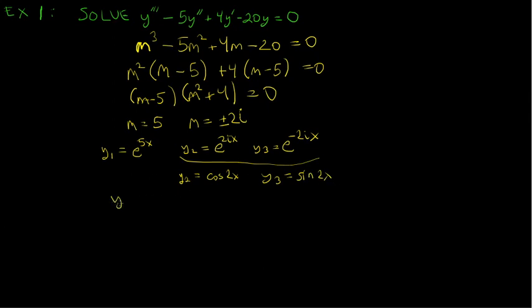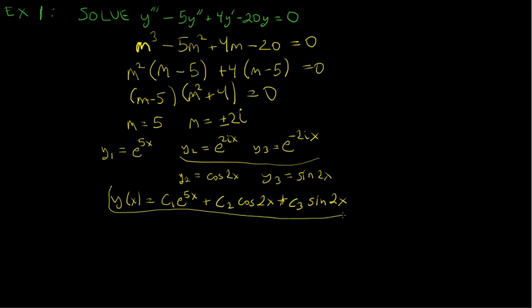So these are the three linearly independent solutions. Now we just combine them all, form a linear combination. So this will be c1 e to the 5x plus c2 cosine of 2x plus c3 sine of 2x. And that should do it. So, any questions? You can always ask me questions by email, I suppose. Right, so that's the first example.